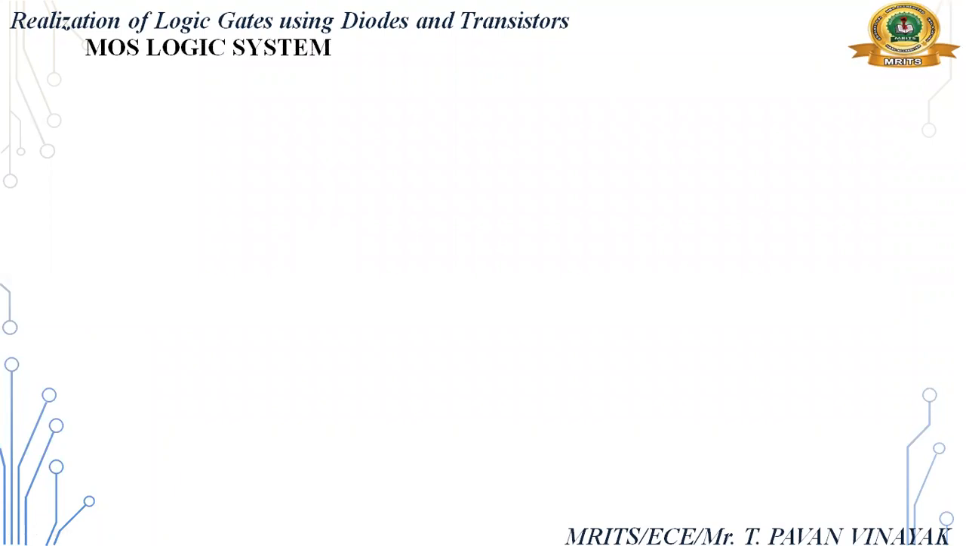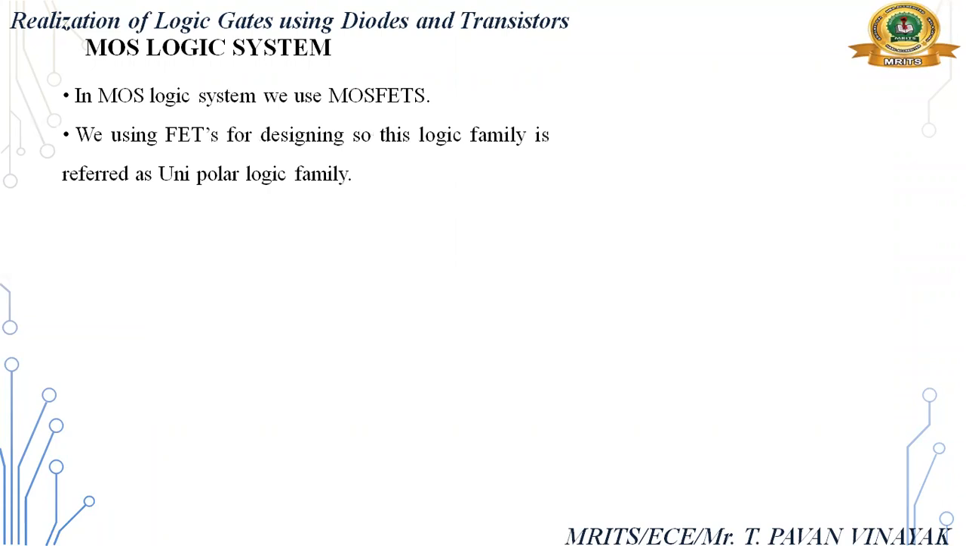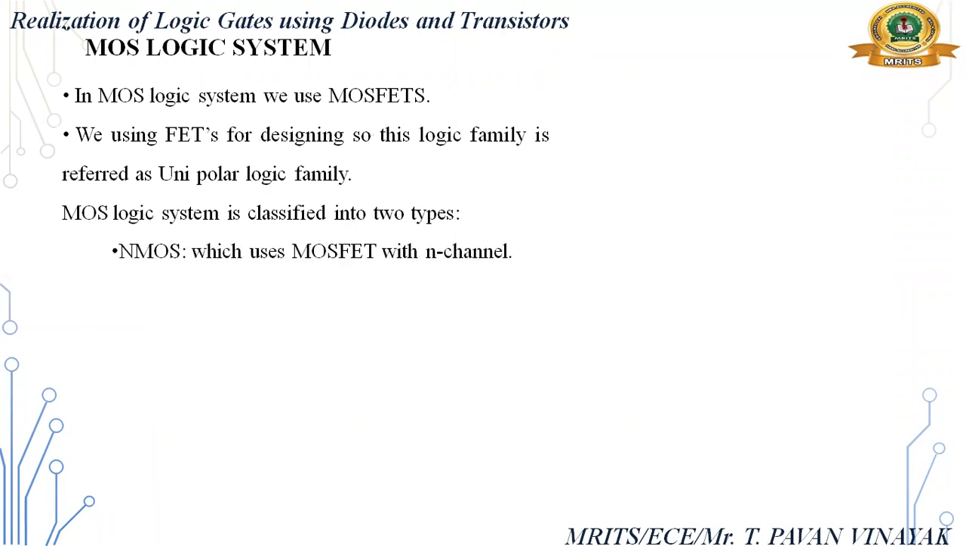MOS logic family. The MOS logic family is a unipolar logic family because here we use MOSFETs. Unipolar. This logic system is classified into two types: NMOS, which uses MOSFET with N channel, and PMOS, which uses MOSFET with P channel.